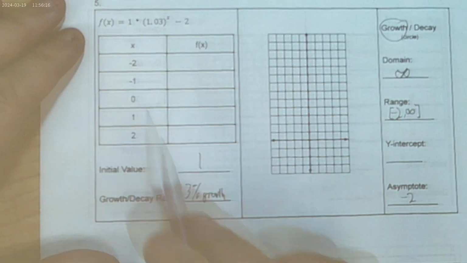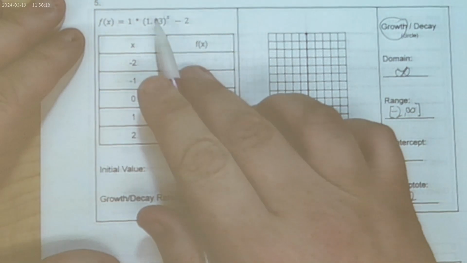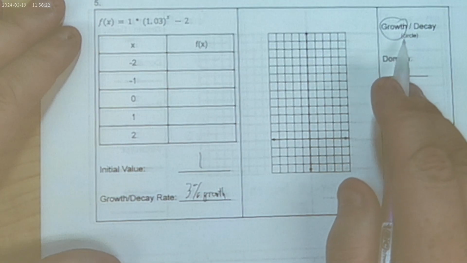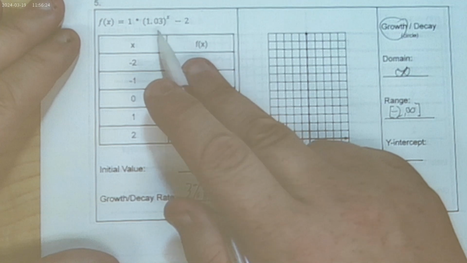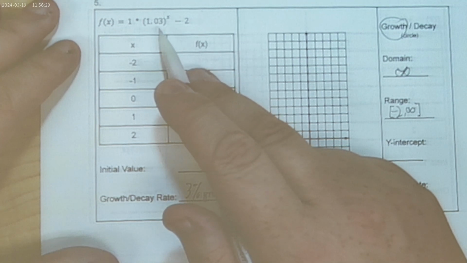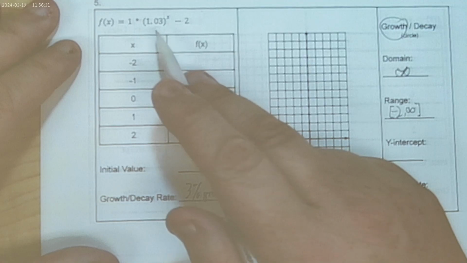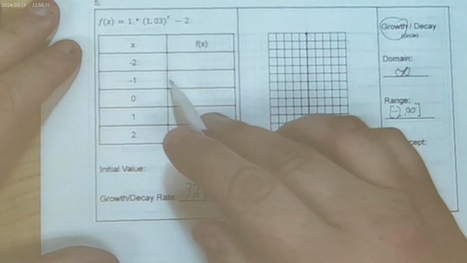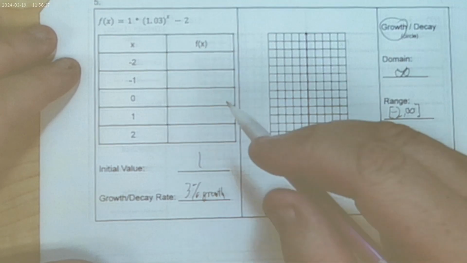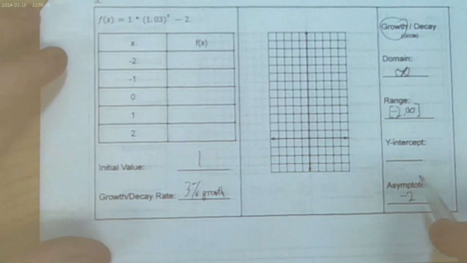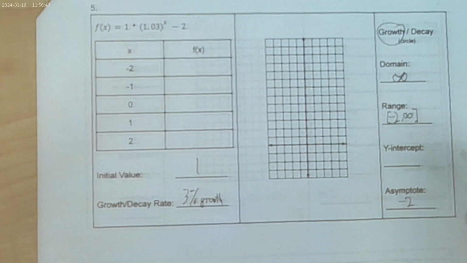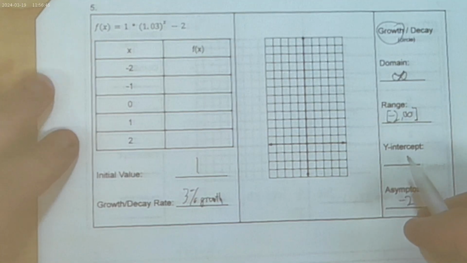Initial value 1, all right. Growth decay rate, this is greater than 1, so I know it's going to be a growth, which is why I circled this. And you do enough of these, you can start to eyeball them. 1.03 minus 1 is going to give me 0.03, as evidenced by the other problems back there. 0.03 times 100% is 3%, so 3% growth. Like I said, you do enough of these and you start to be able to eyeball them pretty quickly.